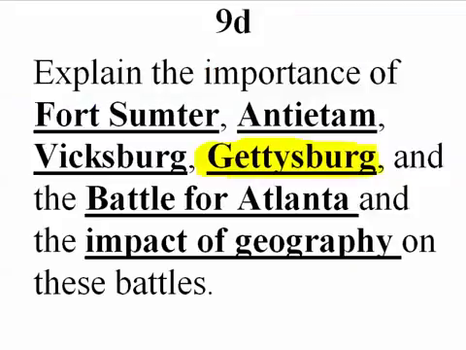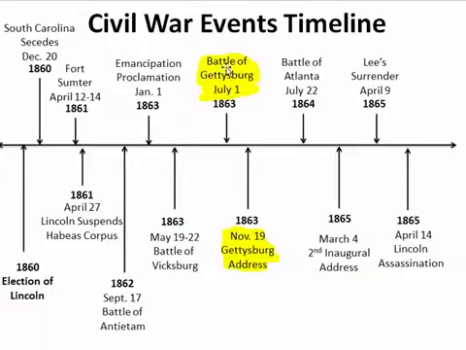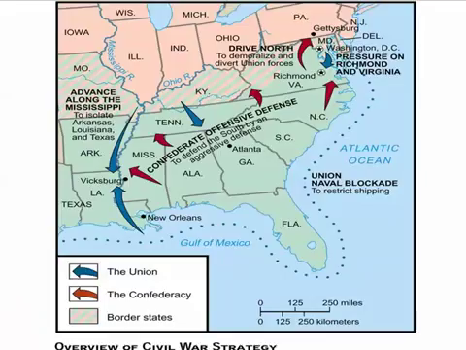The next battle is Gettysburg. Explain the importance of Gettysburg, and then we need to talk about the impact of geography. Now, the Battle of Gettysburg happened on July 1st, 1863. And of course, after this is when Abraham Lincoln gives the Gettysburg Address on November 19th, 1863. So we said a few moments ago that Antietam was an offensive battle, the first one. Gettysburg is going to be the second and last offensive battle carried out by the South.